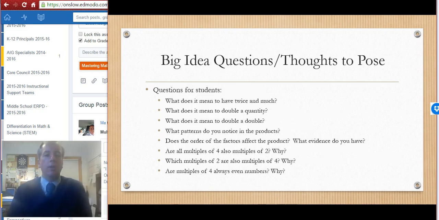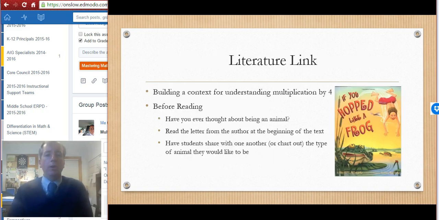Some of the questions we might want to have as a class or as a group that's working on their multiplication by 4s: what does it mean to have twice as much, what does doubling mean, how would you double a double, why does that even make sense here, how does the order affect things, are all the multiples of 4 multiples of 2, and are all the multiples of 2 the multiples of 4? Hopefully they can realize the difference between those two as you'd work through a study of these with kids. And then, are they always even?